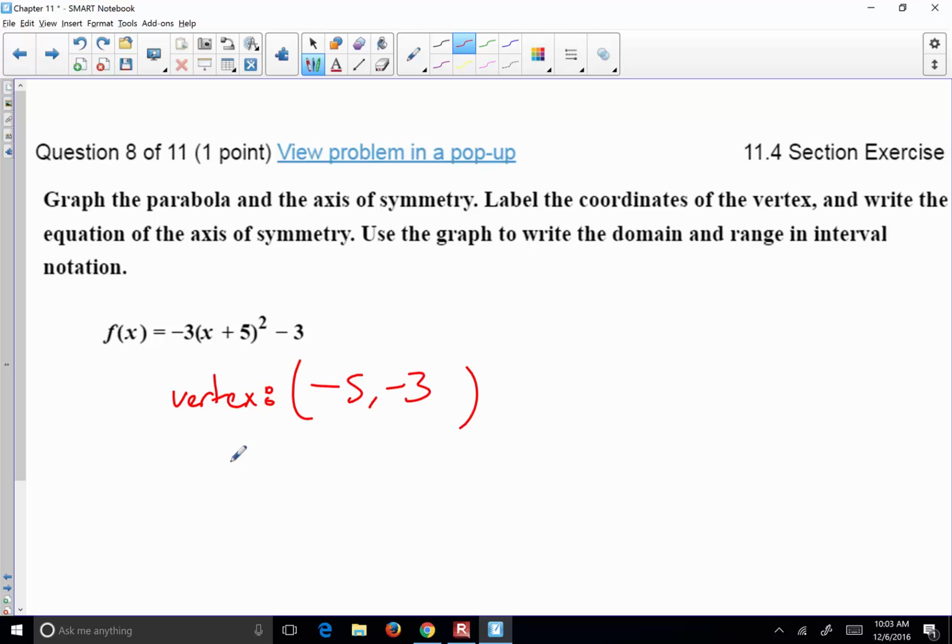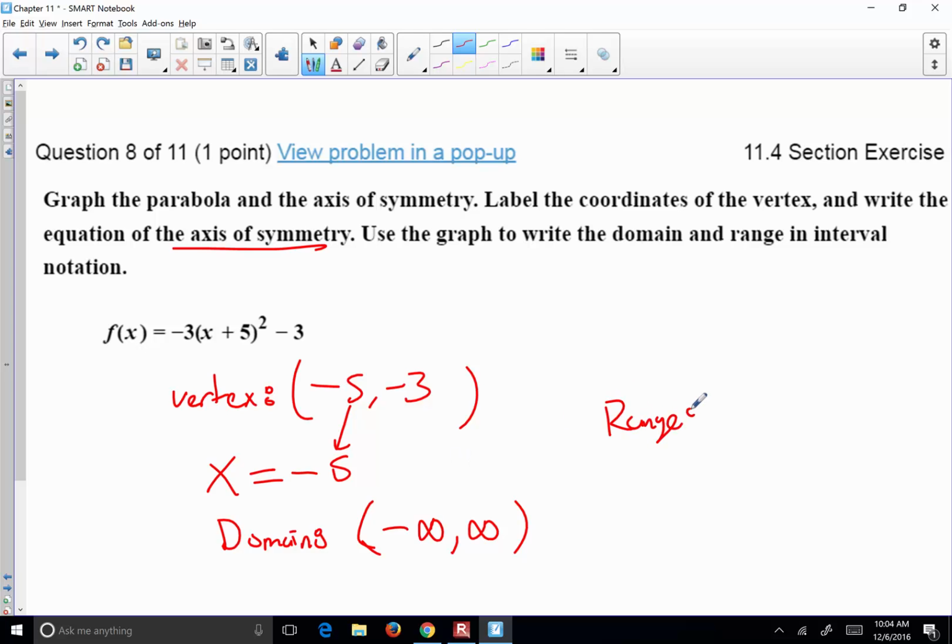Yep. Axis of symmetry is -5, this number. Domain of all quadratic functions is always the same. This part is the same in all questions, which is, yep, all real numbers. Range, the other way. It's -3. You start with -3 and go up. Oh, hold on, we don't know. Yeah, you're right. So for range, if possible, sketch this.